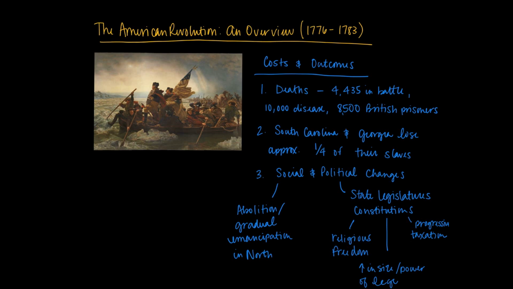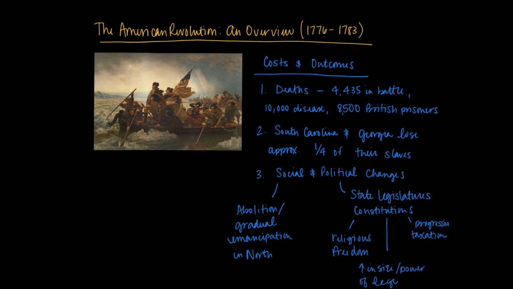And then we have a number of social and political costs or changes that occur. In the North especially, we see either outright abolition of slavery or gradual emancipation. They've just fought this war under the guise that all men are created equal. And for the North, even though it doesn't change some of the racial perspectives, it does change their stance on slavery.